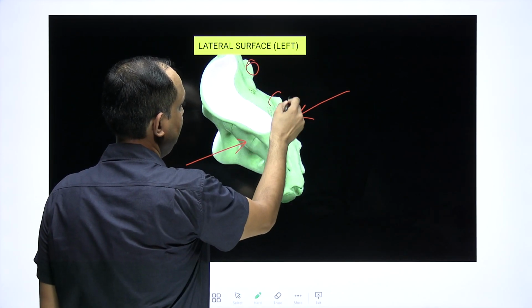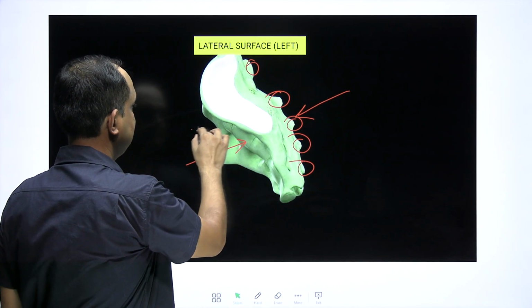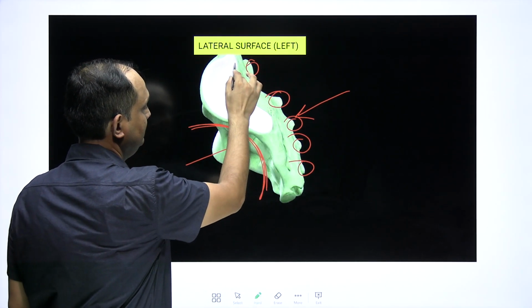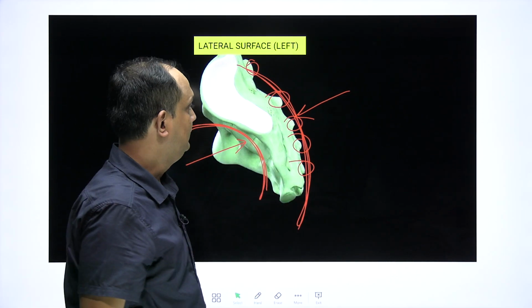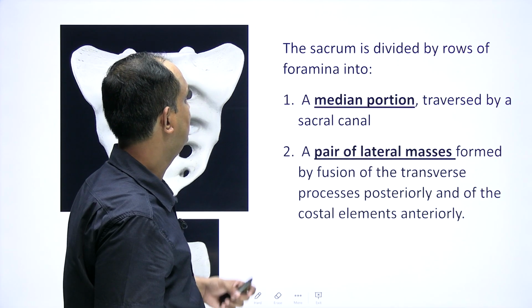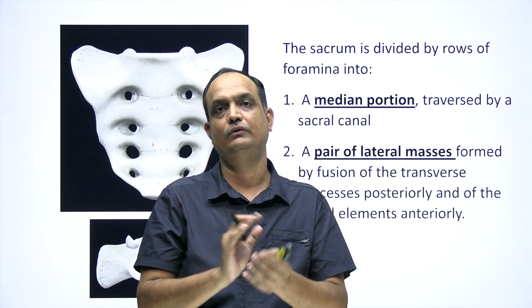The dorsal surface has projections which make it rough, while the ventral surface is concave and the posterior or dorsal surface is convex. Now we will see the parts of the body of your sacrum.